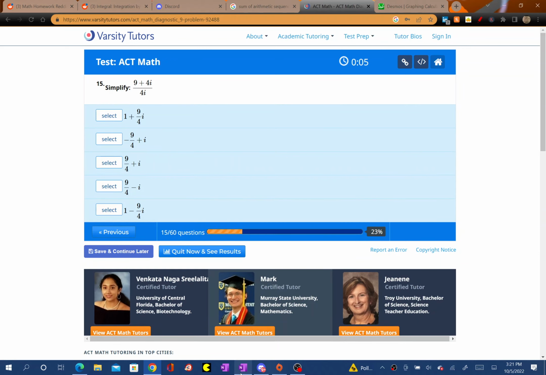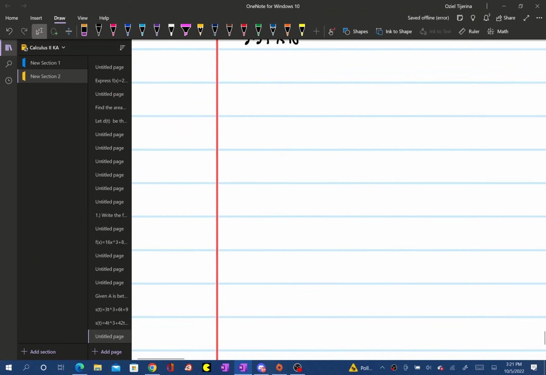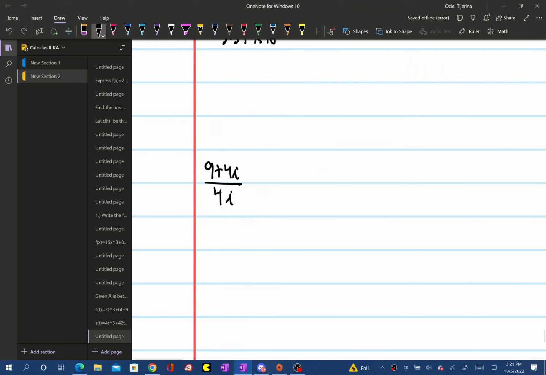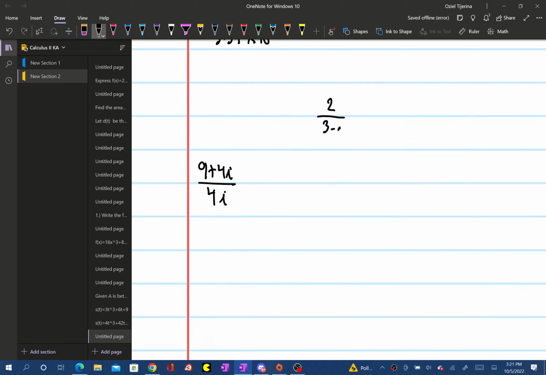9 plus 4i over 4i. So we're gonna do, let's see here. If I have, for example, 9 plus 4i over 0 plus 4i, I'm gonna do the conjugate, so I'm gonna say times negative 4i over negative 4i.